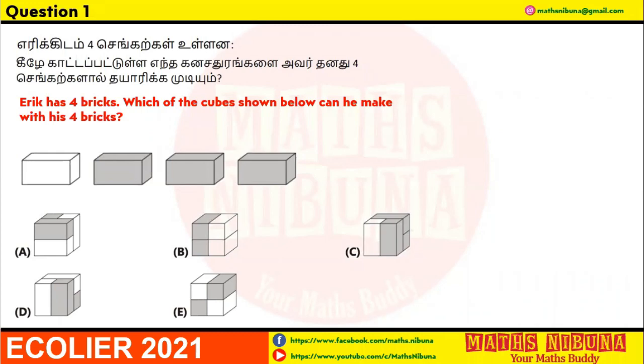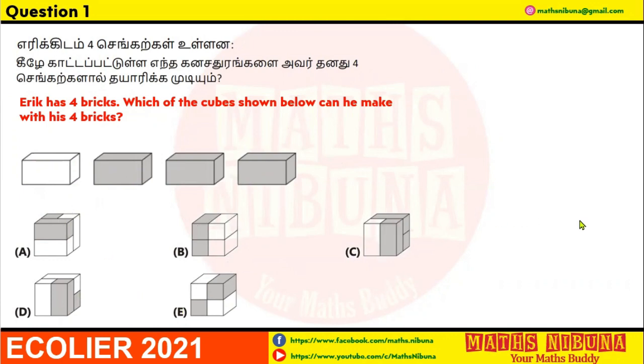Okay, look at question number 1. Eric has 4 bricks. Which of these cubes shown below can he make with his 4 bricks? That means he has 4 bricks. 1 is white color, 3 is gray color. From these 4 bricks, which one of the following designs can he make? Just using these 4 bricks.